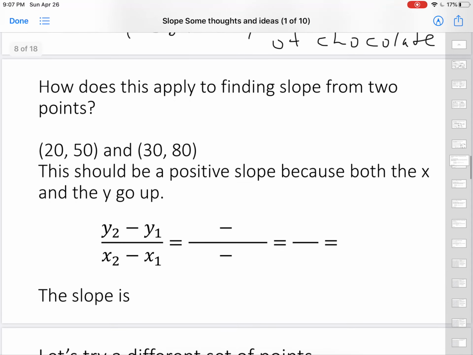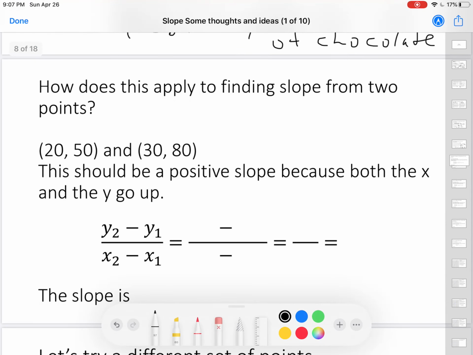Well, now we're not going to be looking at situations so much as points. Here are 2 points, (20, 50) and (30, 80). Those are 2 sets of coordinates. Remember, this is x, this is y. They should be positive because as 20 goes to 30, that's going up, and 50 goes to 80, that's also going up. Since it's up and up, that must be positive.